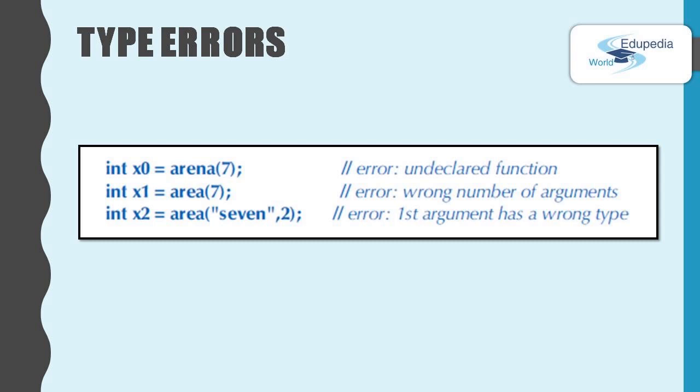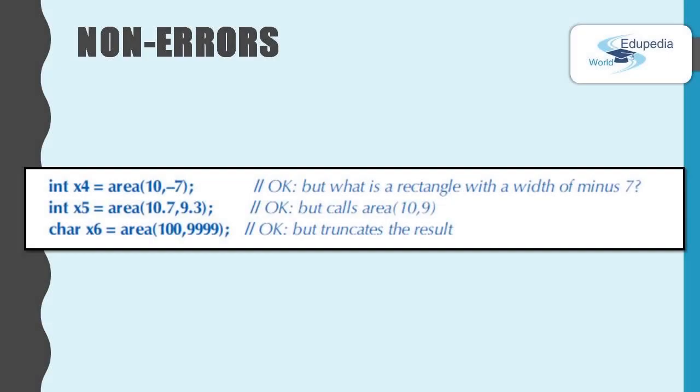Good. Now we have covered the two types of compile time errors, syntax errors and type errors. Now we are talking about something else called non-errors. Take a look at these code lines. These code lines are perfect, no syntax errors, no type errors. They are perfect, but there is something wrong with them. Let's see what they are.